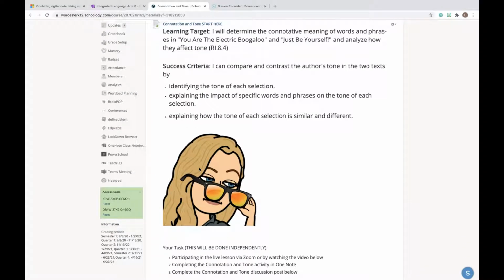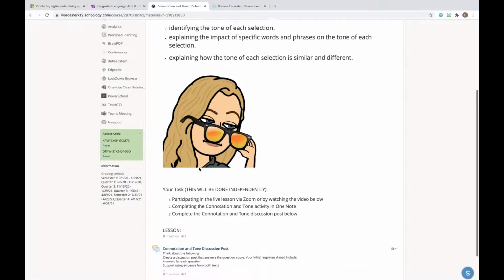So our learning target is determining the connotative meaning of words and phrases in both of those texts that we studied over the past couple days, and analyzing how they affect the author's tone or how they reflect the author's tone. So by the end of today, you're going to be comparing and contrasting the author's tone in the two texts by identifying the tone in each selection, explaining the impact of specific words and phrases on the tone of each selection, and explaining how the tone of each selection is either similar or different.